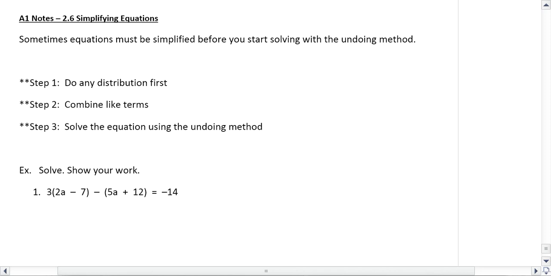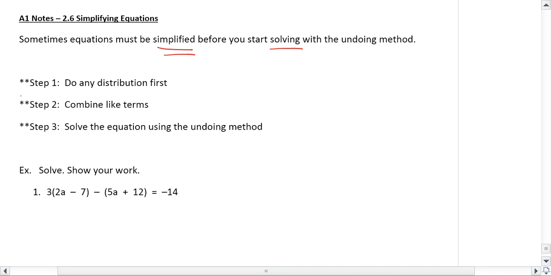This video is for Algebra 1, Chapter 2, Section 6, Simplifying Equations. Now there's nothing really brand new in this section except for the fact they're taking skills that you've learned in the past and dumping them together and asking you to do all these things in one problem. So the only real note we have is that sometimes you need to simplify an equation before you start the solving process using your undoing method.